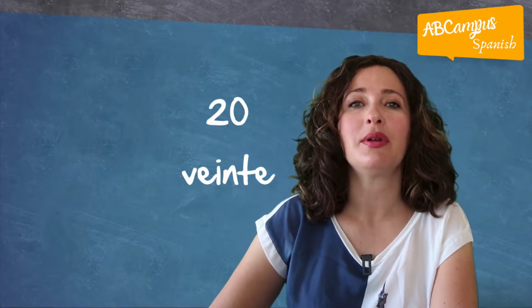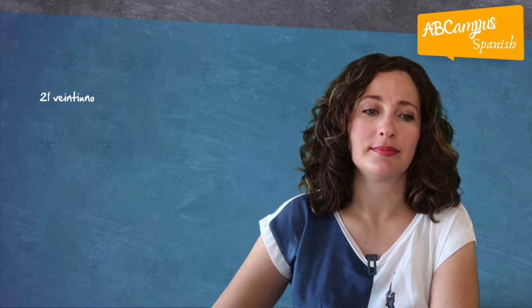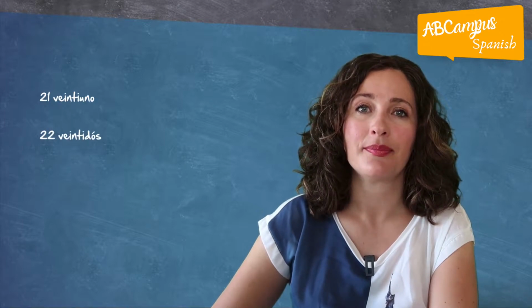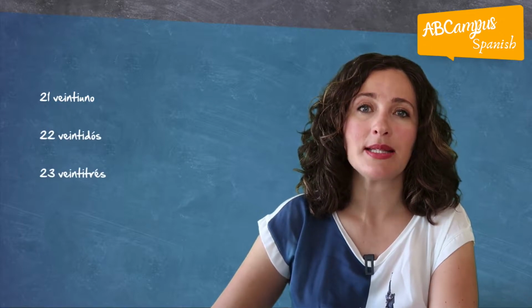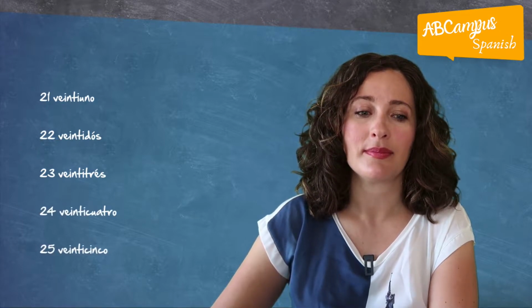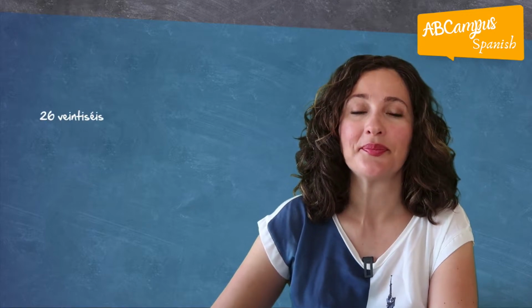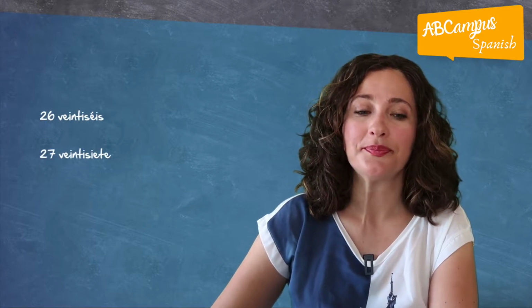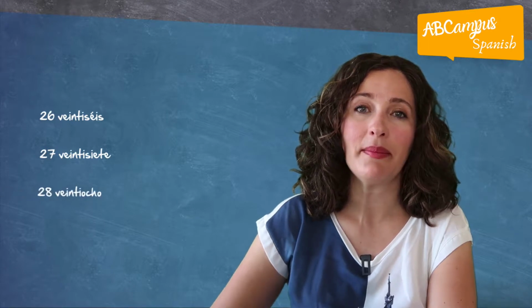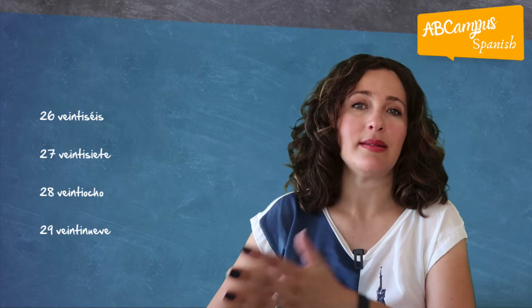All of the 20s are written together. So, veintiuno, veintidós, veintitrés, veinticuatro, veinticinco, veintiséis, I don't have a joke for this, veintisiete, veintiocho, veintinueve. Now let's go to the rest of the tens.